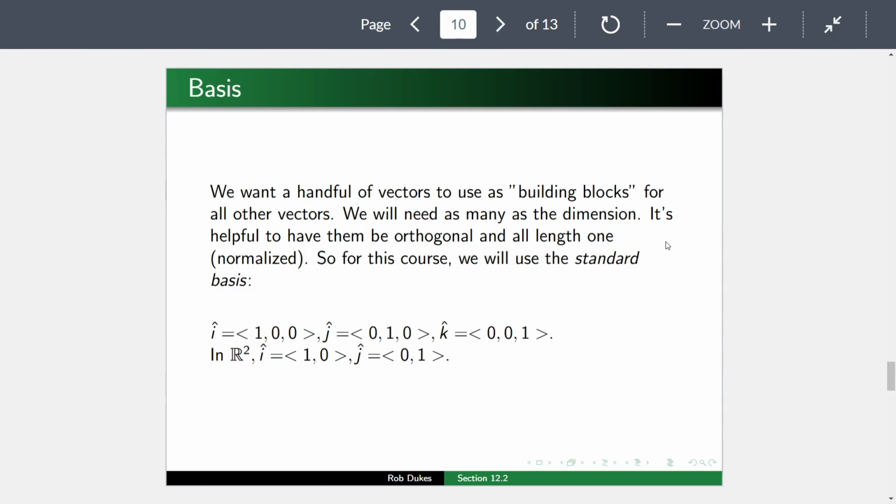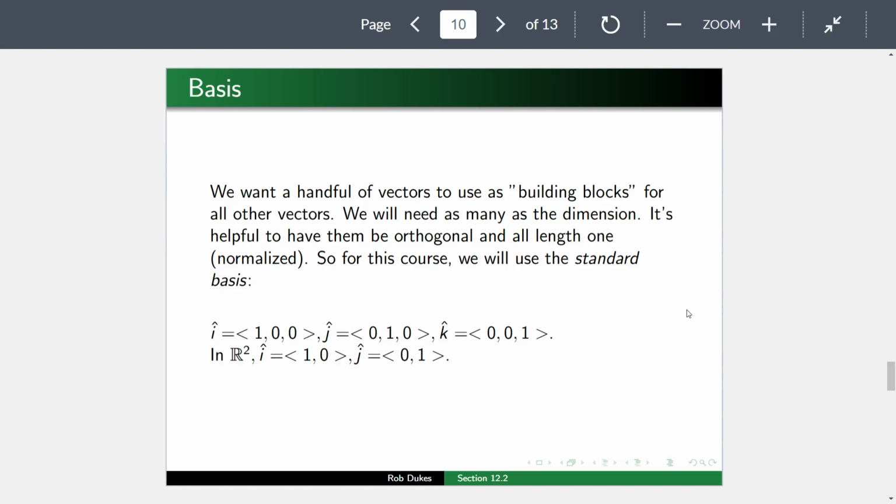To really make sure we avoid that, we're going to insist they be orthogonal, all at right angles. And they'll all be length 1, which is called being normalized. So the easiest thing, the standard basis, is these. i is (1, 0, 0). j is (0, 1, 0). k is (0, 0, 1).